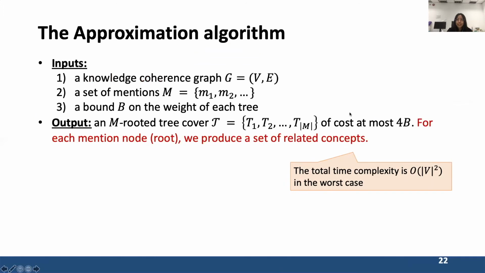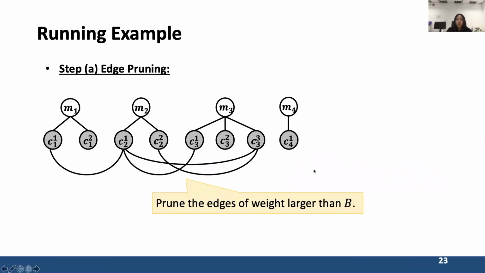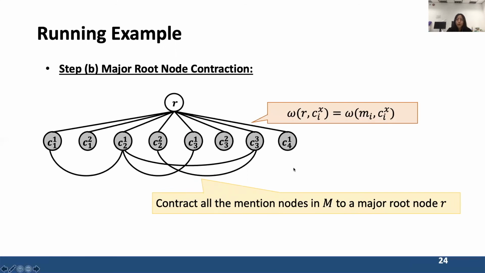And to address the M-rooted tree cover problem, we propose an approximation algorithm where the input includes a knowledge coherence graph, a set of mentions, and a bound B on the weight of each tree. And the output is an M-rooted tree cover of cost at most 4B. For each mention node as a root, we produce a set of related concepts. I'll demonstrate the brief idea of the algorithm using a simple running example. So given the knowledge coherence graph, we first prune the edges of weights larger than B. Hence, every pair of nodes with semantic distance larger than B is disconnected. We then contract all the mention nodes in M into a major root node R.